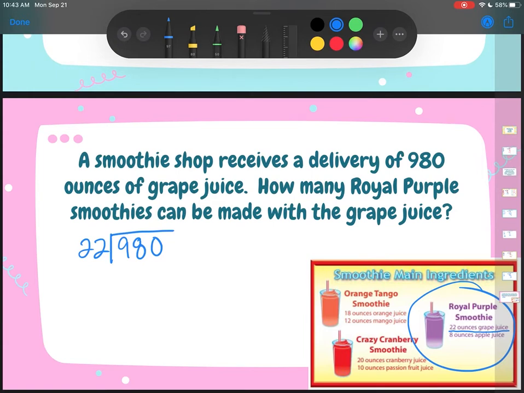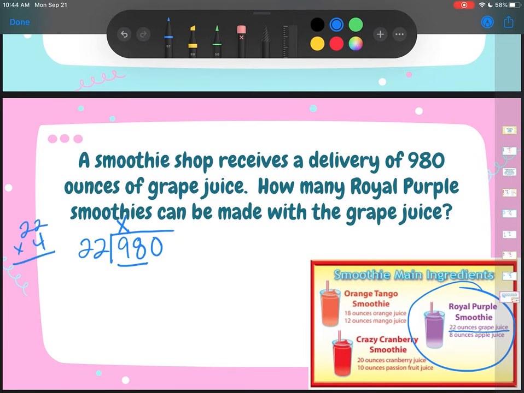So let's use estimation on this. 22 can't go into 9, but it can go into 98, right? 22 is really close to 20. So I'm going to skip count by 20 to see how many times it can go into 98. If I skip count by 20, I end up with 20, 40, 60, 80, 100. 100 is a little bit too big. So let's try going down to 80.